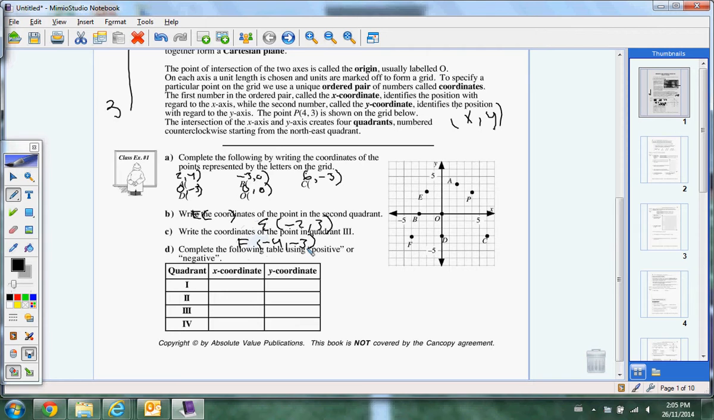Okay, complete the following table using positive or negative. So in quadrant 1, the x coordinates are what? Positive or negative? Positive. The y coordinates, right here. Positive. Okay, quadrant 2, over here, my x coordinates are? And my y's? Good. Quadrant 3, negative and negative. Quadrant 4, positive, negative. Good. They're pretty good with that so far.